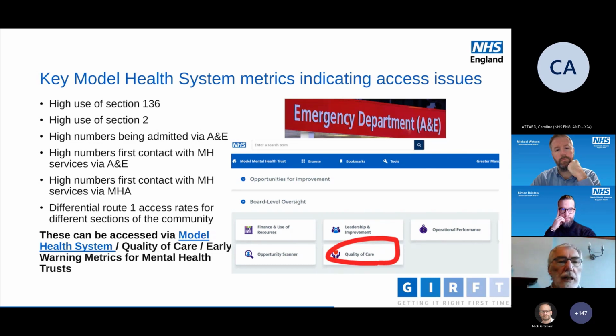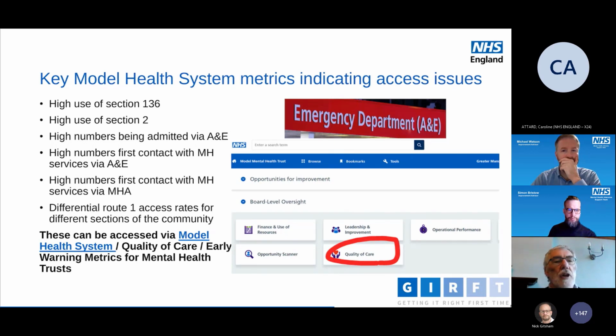So what we've got here is stuff that is currently routinely collected and is routinely published, which actually helps you to look at whether or not your community flow is working effectively. This is system flow. So if it isn't working effectively, it's not necessarily saying the trust is not making it work effectively, but it's about whether your system is effectively flowing in your ICB.